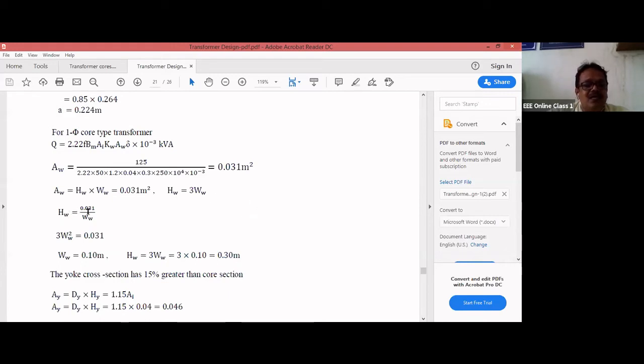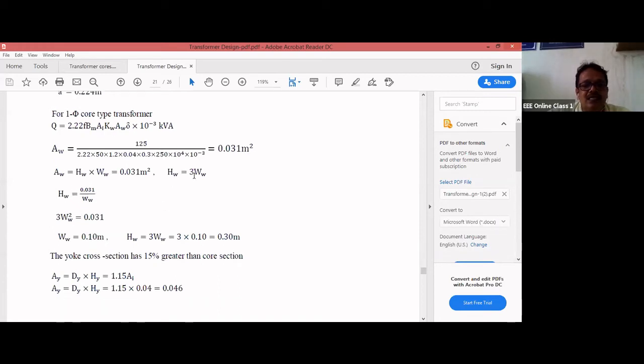What is the height of the window here? Height is 3 times WW, and you can find out the width of the window and the height of the window.